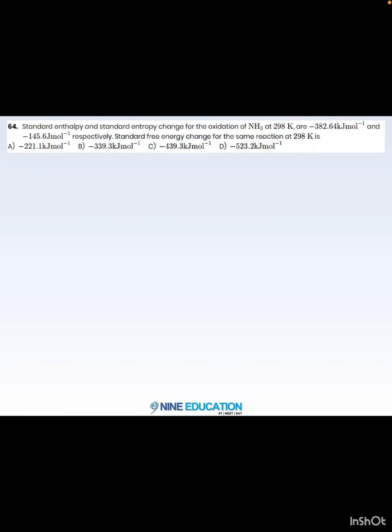Next question, we are having the 64th: standard enthalpy and standard entropy change for the oxidation of ammonia at 298 Kelvin are minus 382.64 kilojoule per mole and minus 145.6 joule per mole per Kelvin respectively. Standard free energy change for the same reaction at 298 Kelvin is? So the question's data is very simple. Delta H's value at standard condition is given as well as delta S, and we need to find out delta G. So simply we just need to apply this formula.